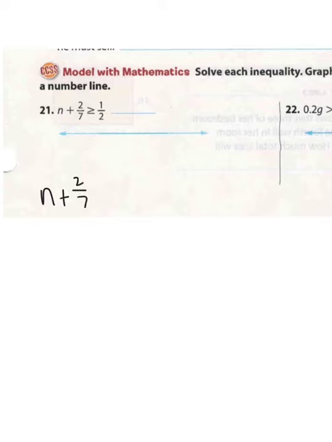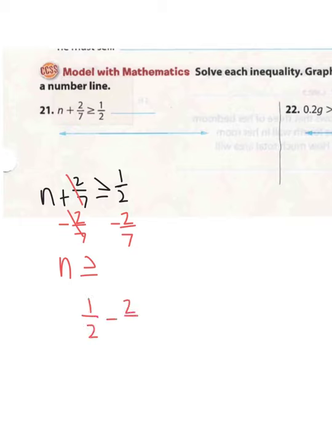So if I have n plus 2/7 is greater than or equal to 1/2, well, what's the opposite of a plus? It would be minus, right? Opposite of adding is subtracting. So we're going to subtract 2/7 from this side. And when I do it to this side, I have to keep it balanced, so I have to do it to this side too. So again, these cancel each other out. On the left, there's n is greater than or equal to. And now I have over here 1/2 minus 2/7, right?